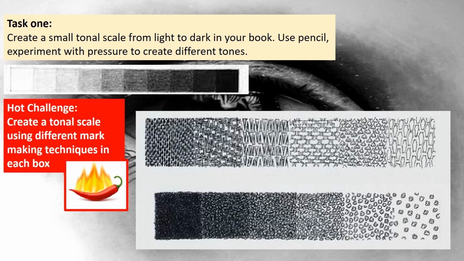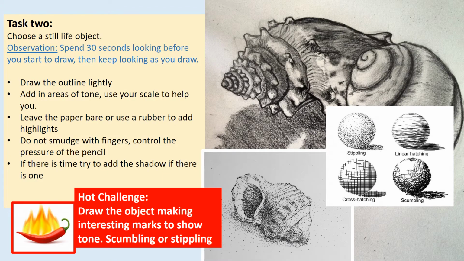You will also notice that you can either just do it with normal shading, or if you look at the hot challenge here, you could create a tonal scale using different mark making techniques in each box, like the examples provided. When you're ready, move on to task 2. You will need to choose a still life object.